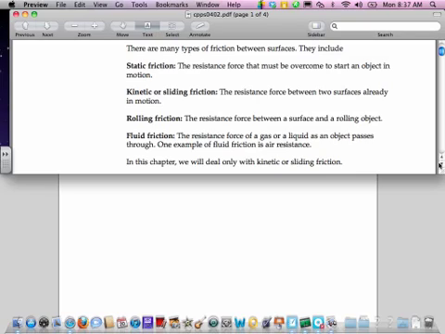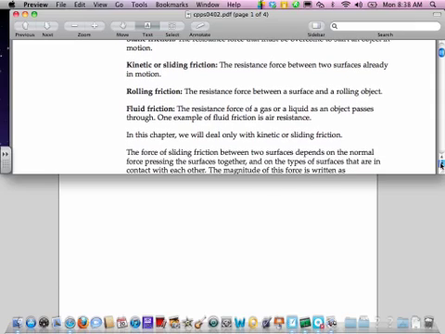You have kinetic or sliding friction. That's when they're already moving. You have rolling friction if you have wheels or something that rolls, a ball or something like that. You get a little bit different kind of friction there. And then you have fluid friction, where an object is moving through a fluid like air or through water. You can probably think about running through a pool or in a lake and how much friction that provides there. In here, we're going to talk mostly about kinetic or sliding friction. That will be the main one that we're going to talk about.